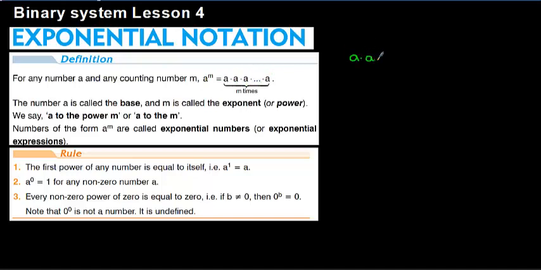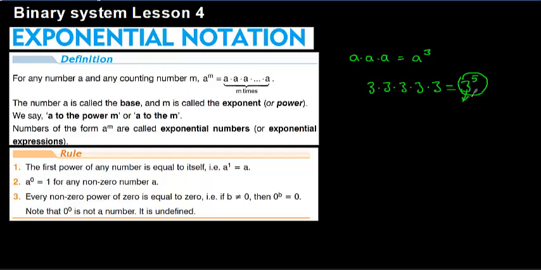A to the power of m is an exponential expression. It means a multiplied by itself m times. A times a times a is equal to a to the power of 3. Or 3 times 3 times 3 times 3 times 3, 3 multiplied by itself 5 times, so this is 3 to the power of 5. This expression is called an exponential expression.